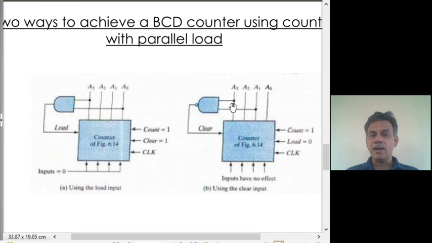The pattern 10 occurs when we have 1, 0, 1, 0, that is A3 is 1 as well as A1 is 1. When that occurs, we clear this counter, and therefore all flip-flops are set to 0. So these are two ways in which we can achieve the BCD counter using a binary counter.